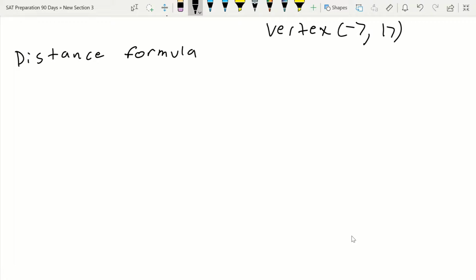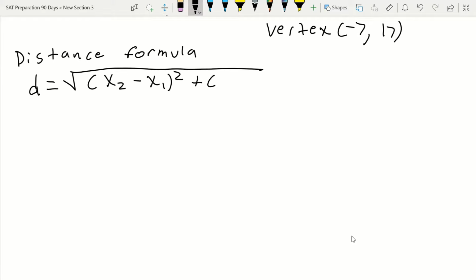So the long form of it is that distance, which we will represent as d, is going to equal the square root of x2 minus x1 squared plus y2 minus y1 squared. Now what that's derived from is the basic a squared plus b squared equals c squared, right? So in this case, our c is going to be our distance.